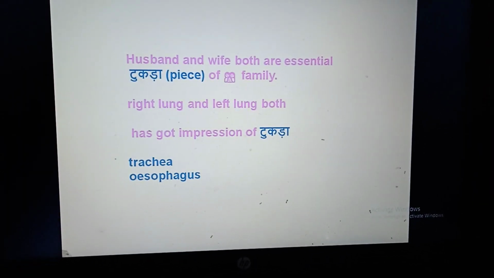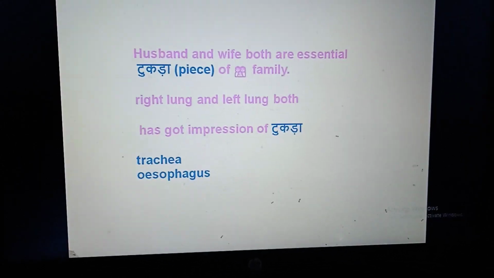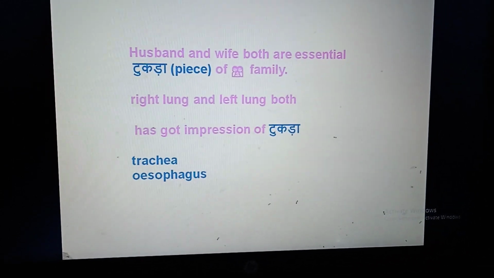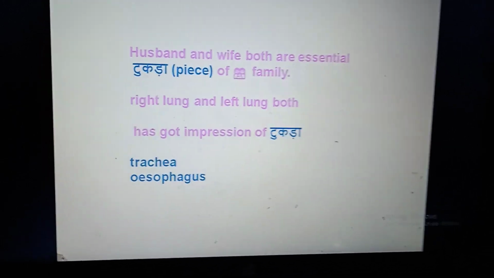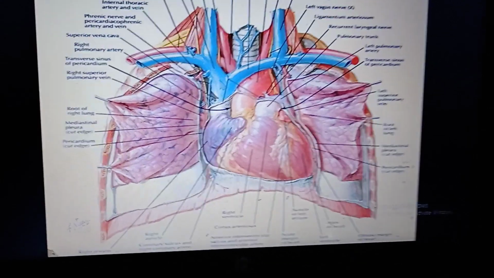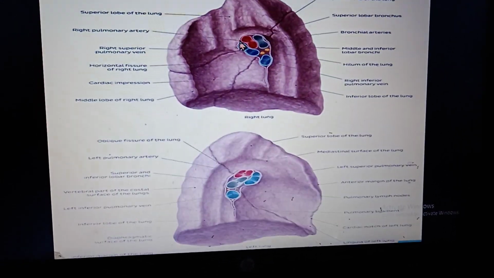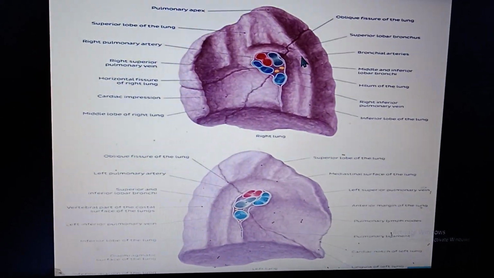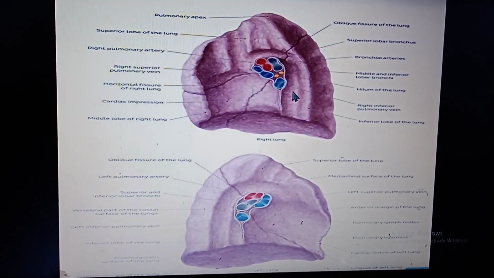Husband and wife both are essential piece of family, essential TUKRA. Right lung and left lung both have got impression of TUKRA, that is trachea and esophagus. Here you can see this is trachea and just behind is the esophagus. Here also you can see, behind that, most posteriorly is the esophagus and in front of that is the tracheal impression in both lungs.